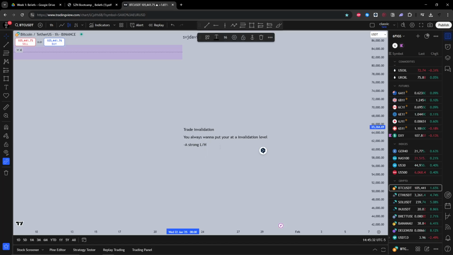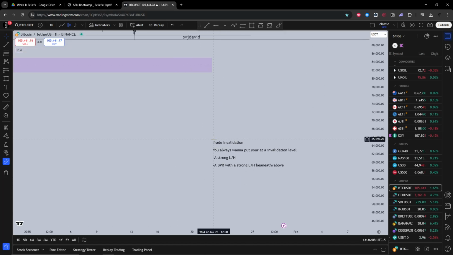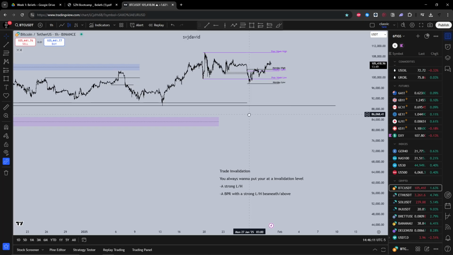One invalidation level would be a strong low. Another invalidation level would be a balanced price range, with a strong low or high beneath or above. So this would be an invalidation level.